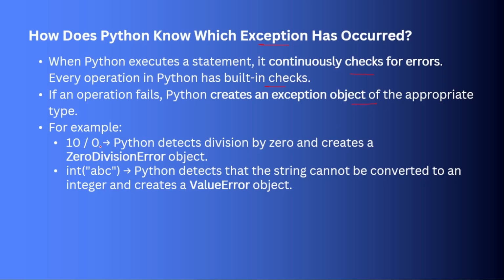When we say 10 divided by 0, Python detects division by 0 and creates a zero division error object. And when we say int of abc, Python detects that the string cannot be converted to an integer, and it creates a value error object. Okay, let me explain this with the help of an example.